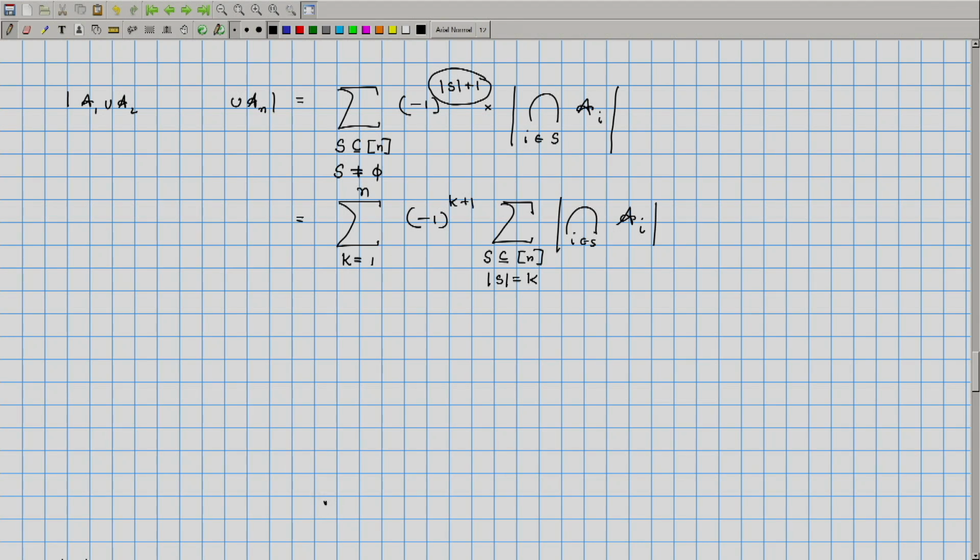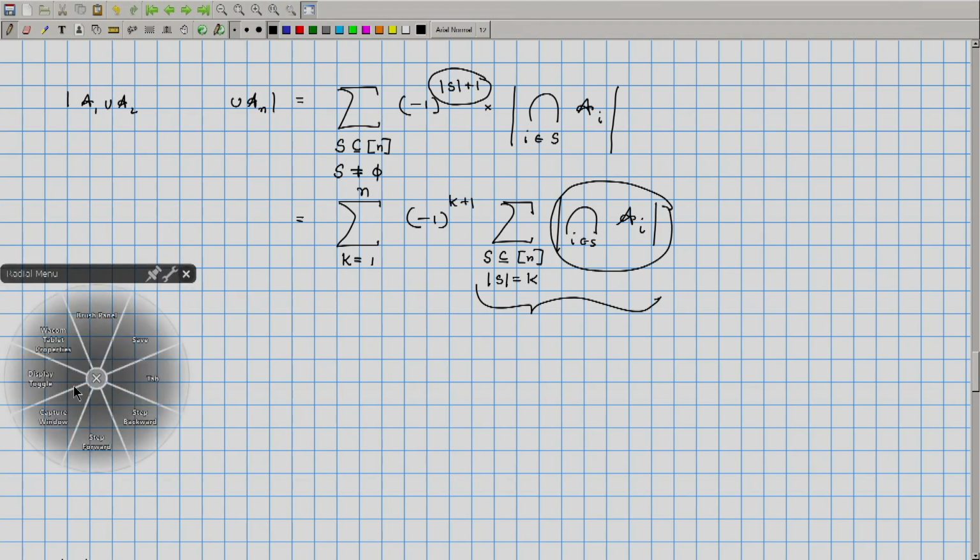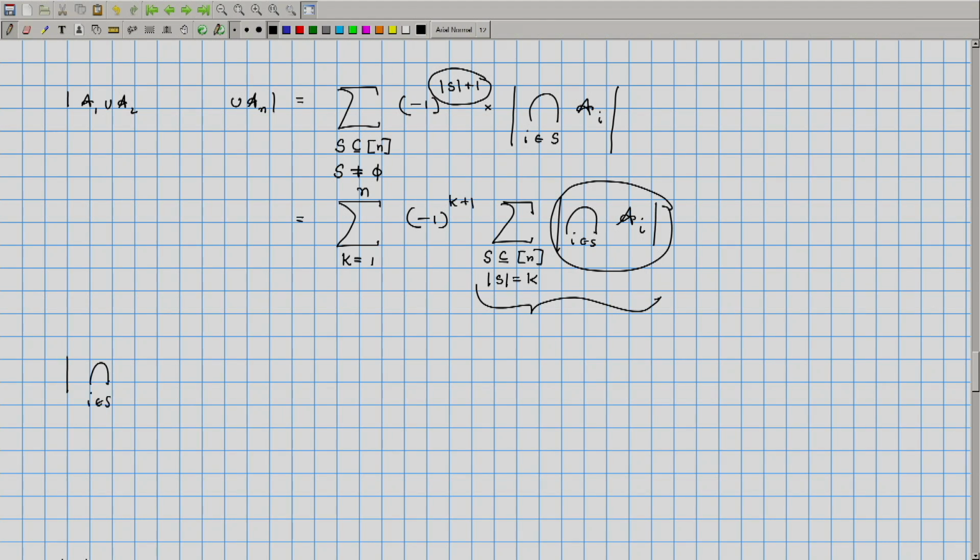Now, we can look at our specific case where the A_i were subsets of permutations. What we need to look at is basically the inner terms of this expression. If we look at the innermost expression, which is the intersection of the A_i, what is the size of that going to be? The intersection over i belonging to S of A_i. For example, if S was the set 2, 3, 7, then this corresponds to A2 intersection A3 intersection A7, and we need to look at the size of this set.